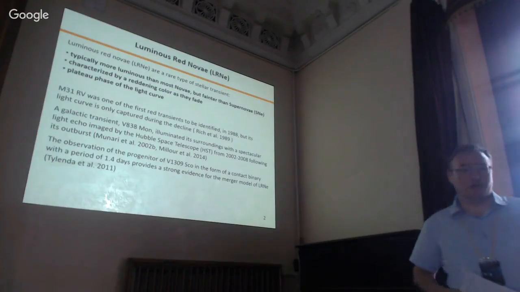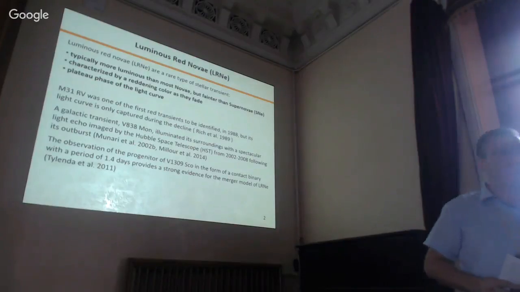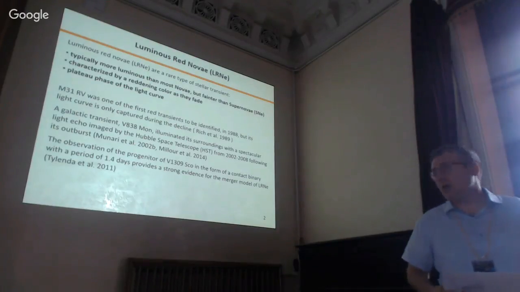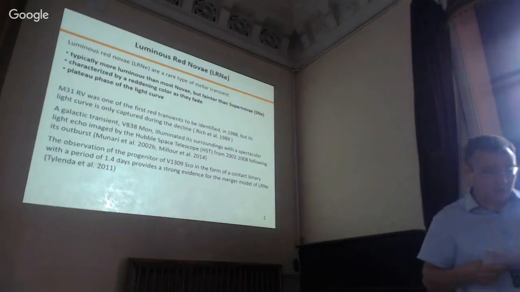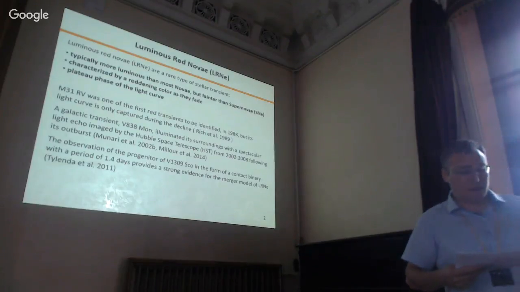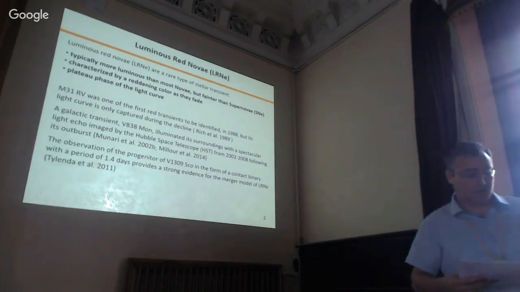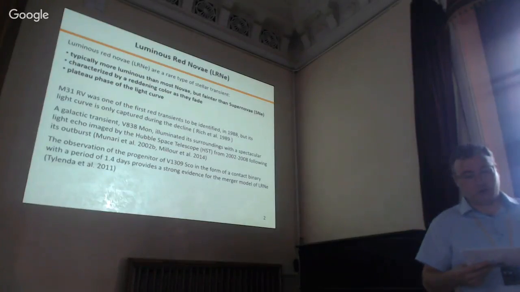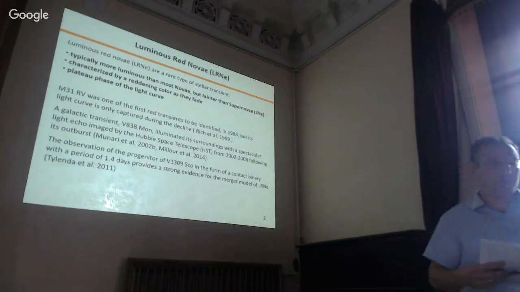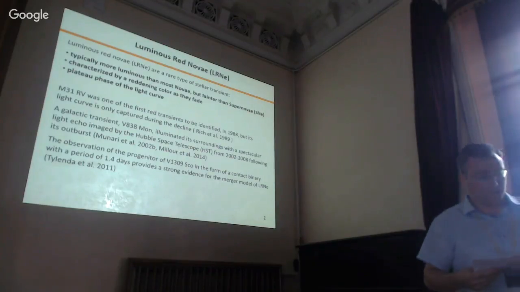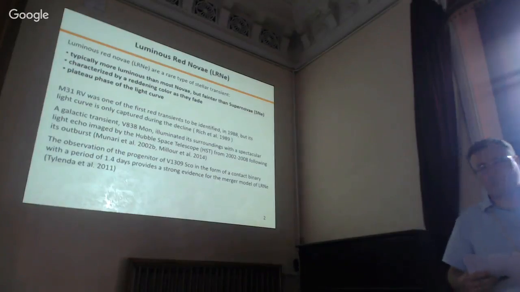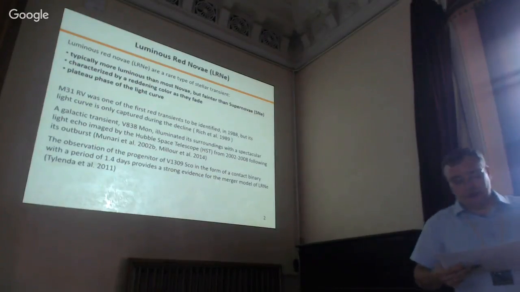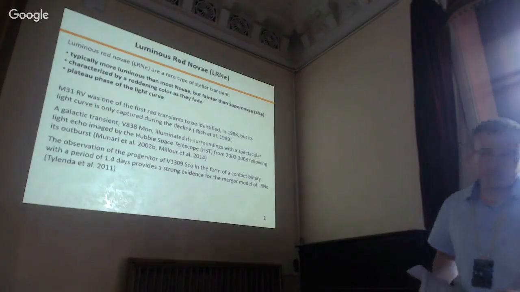But the canonical and well studied luminous red nova became V838 Monocerotis. The observation of the progenitor of V1309 Scorpii in the form of a contact eclipsing binary with a period of 1.4 days provided strong evidence for the merger model of LRN.